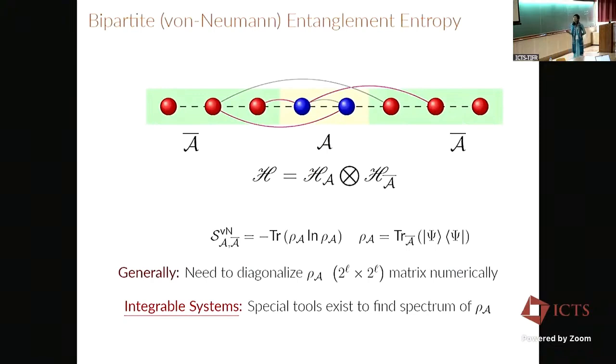One important thing is that for a subsystem size of small l in this kind of spin-half system, to get the von Neumann entanglement entropy, one needs to diagonalize a 2 to the power l cross 2 to the power l matrix. But due to the free fermionic nature of this model Hamiltonian, there exists a special tool to find the spectrum of rho A. One need not consider the full 2 to the power l cross 2 to the power l matrix, but one can do it by polynomial size matrix diagonalization in this kind of setup.